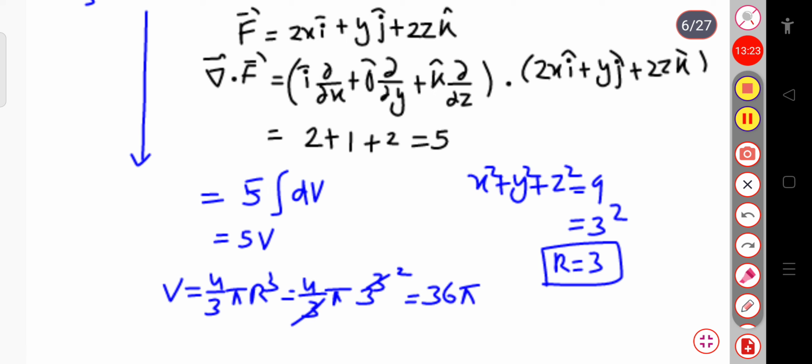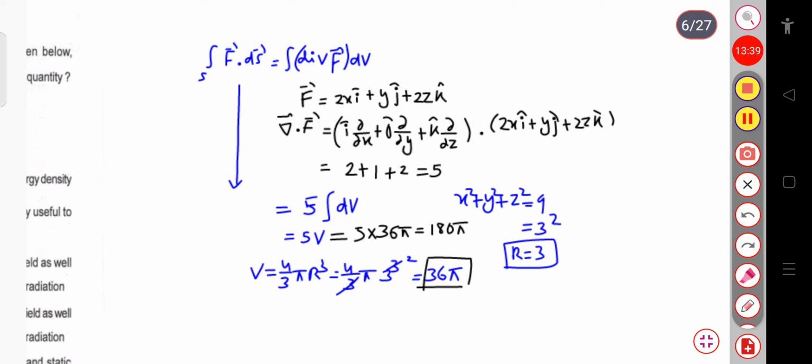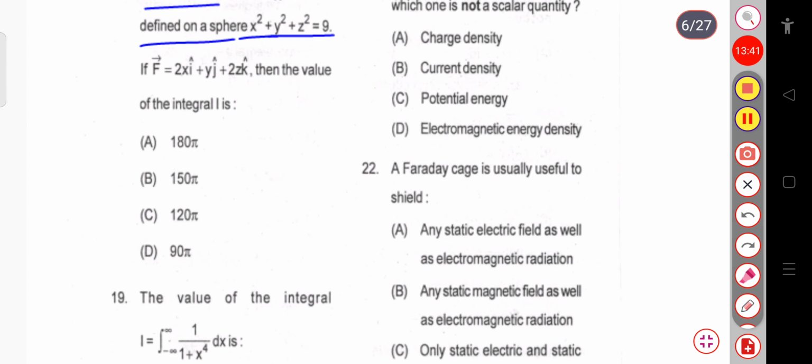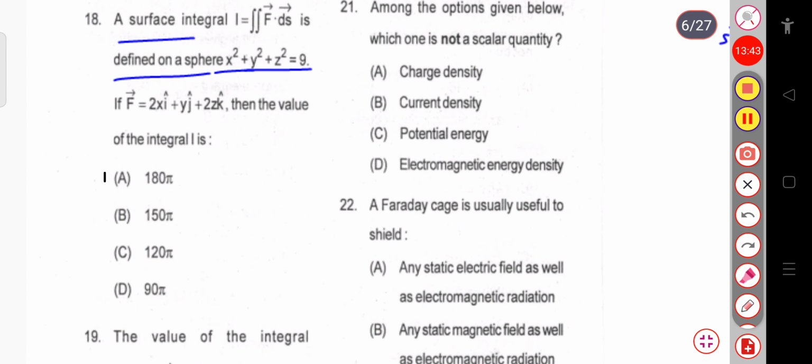And if I put this value, 36 pi, in the above expression, then this is equal to 5 into 36 pi, that will be 180 pi. So here this is our answer, that is 180 pi. So this is our correct answer for this integration. Okay. Now let us see the next question.